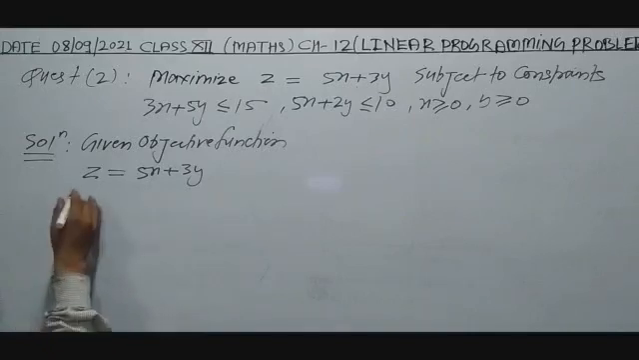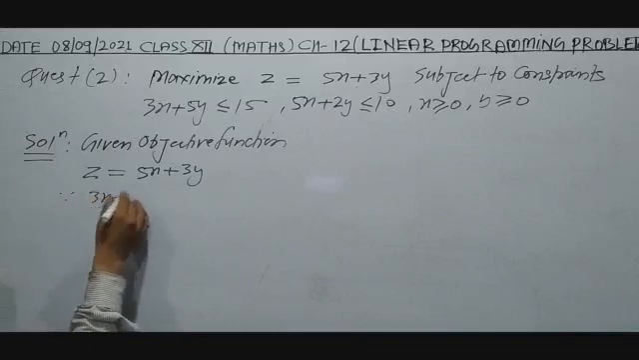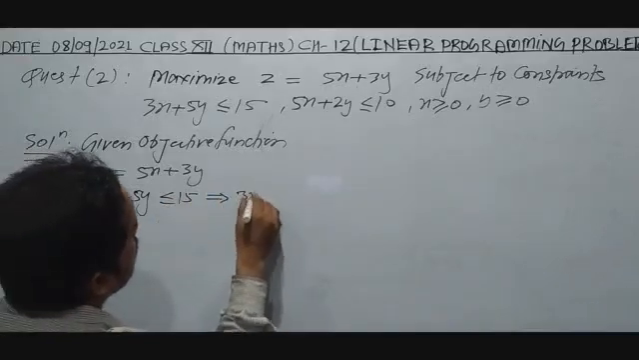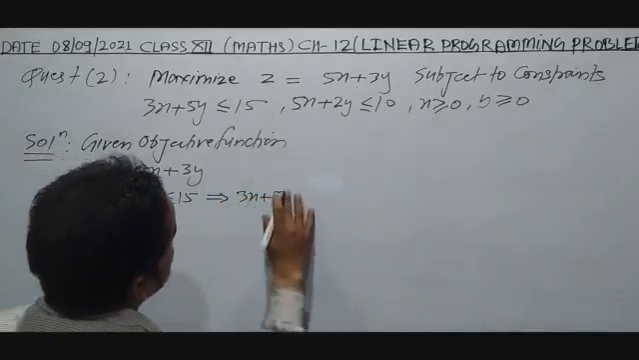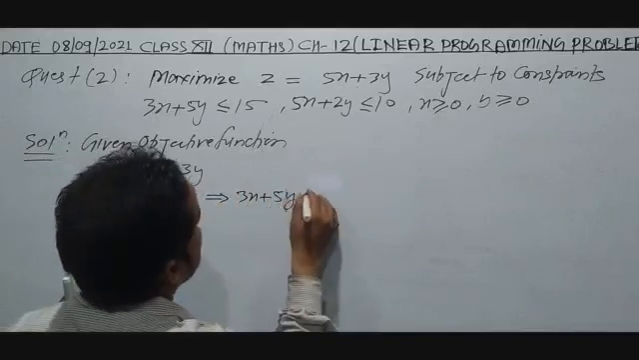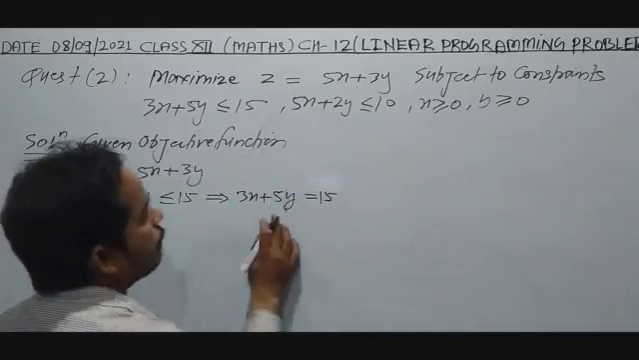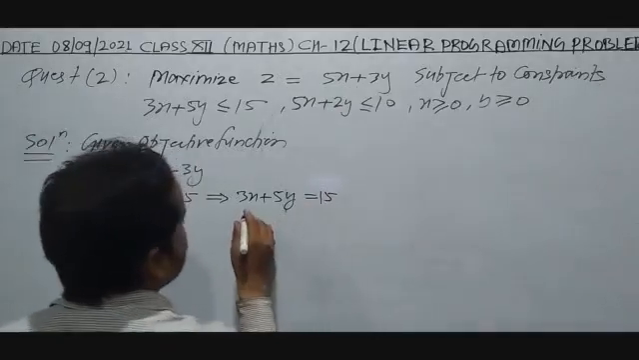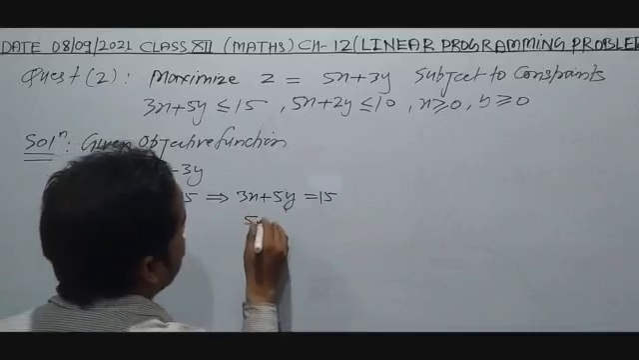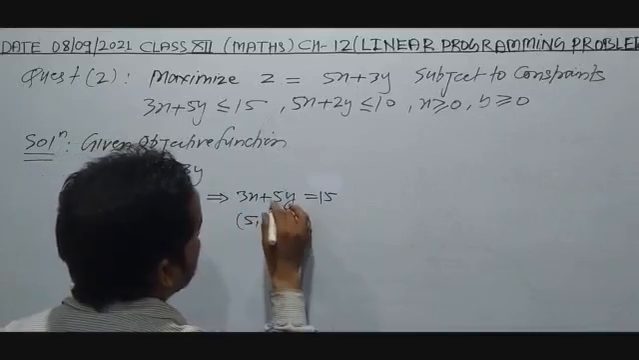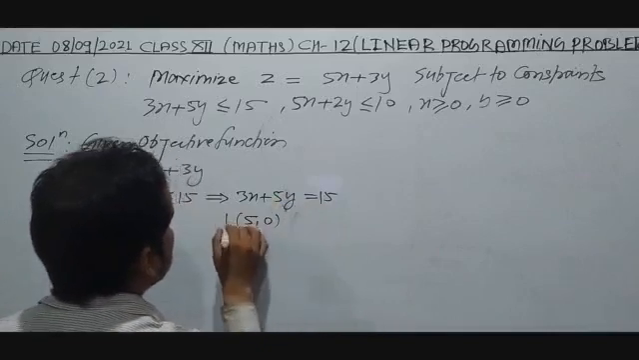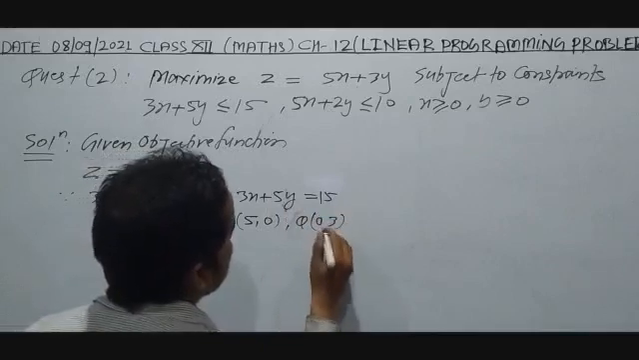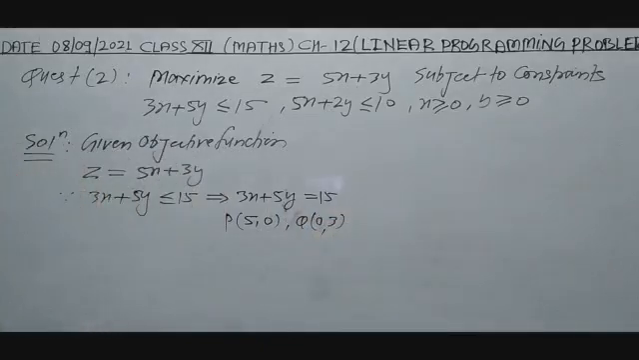So see, since 3x plus 5y is less than or equal to 15, this implies 3x plus 5y is equal to 15. So you will get points. You will get P as (5, 0), and Q will be (0, 3), after converting to intercept form.